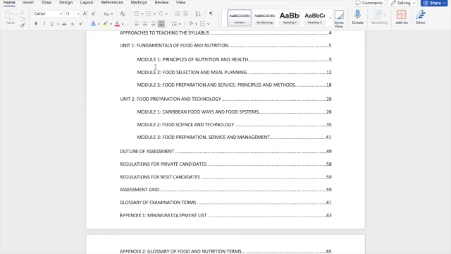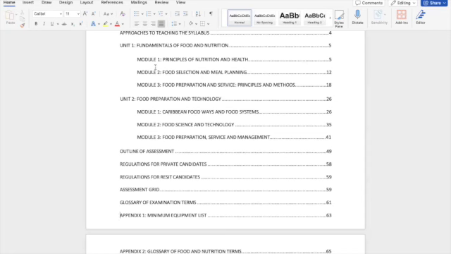In unit 1, you have 3 main topics that it is focused on: principles of nutrition and health, food selection and meal planning, and food preparation and service. So they have principles and methods. And in unit 1, the big project is where we do a research paper. All right, for unit 2 now is where we focus on product development.